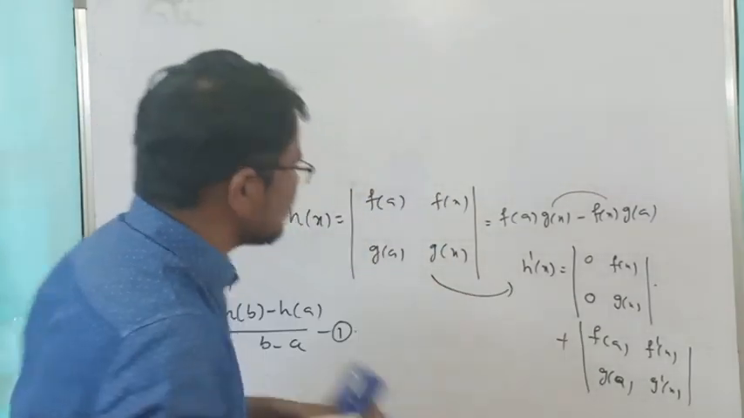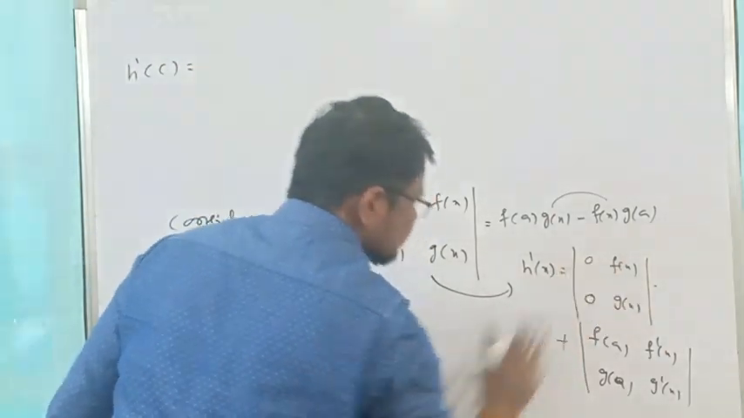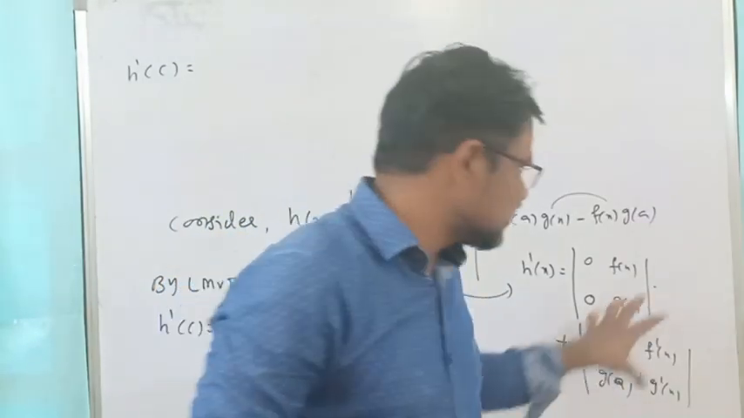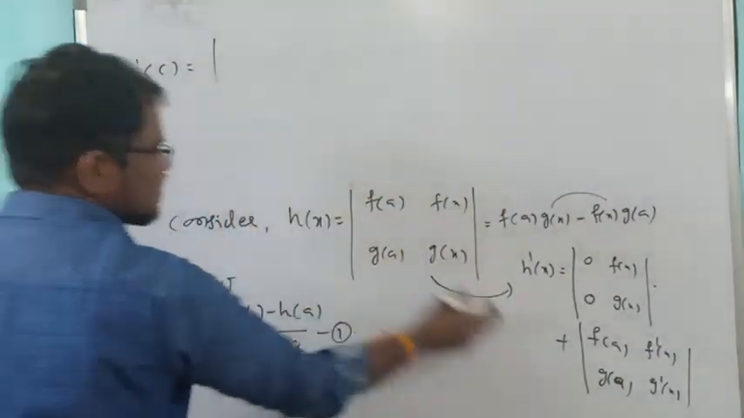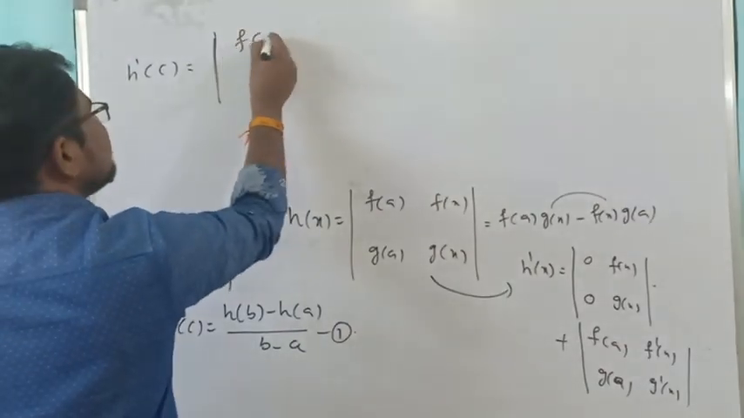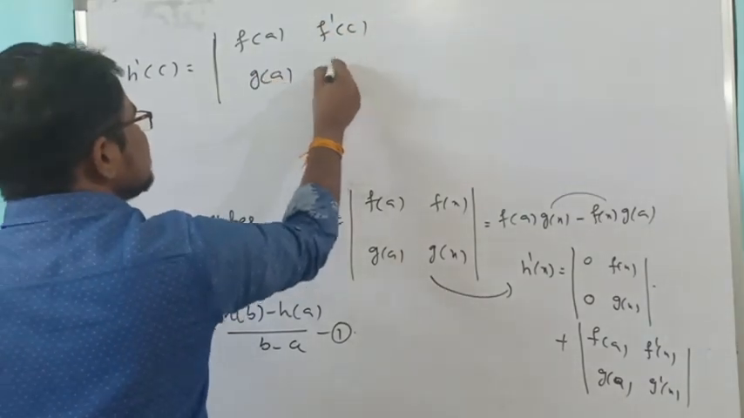In this one if you replace x by c, h dash of c equal to what you will get? This is 0, meaning in any row or column all the elements are zeros, then the value of the determinant is 0. So that's why h dash of c equal to, if you replace x by c, the determinant of f of a, f dash of c, g of a, g dash of c.